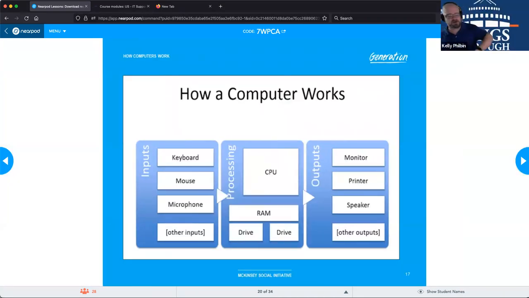So here it is broken down after we went through all that stuff. You have your keyboard, mouse, microphone, and other inputs. Your processing, which would be your CPU, RAM, drives, and motherboard. Then you have your monitor, printer, speakers, and other outputs as well.